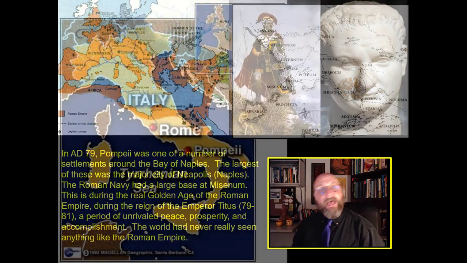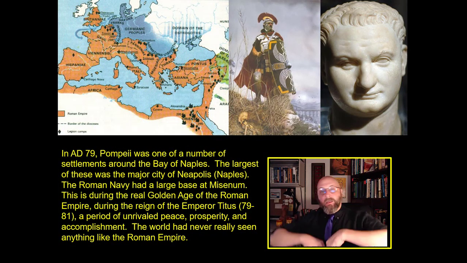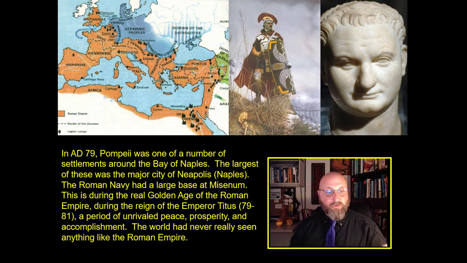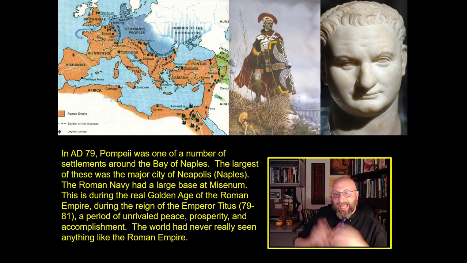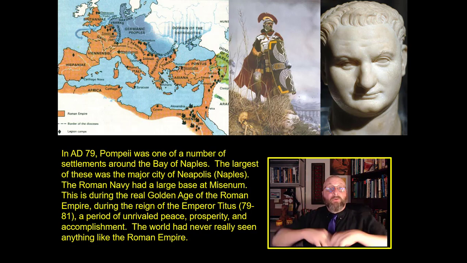Okay, a little background about Pompeii, Roman Empire, 1st century AD. In AD 79, Pompeii was one of a number of settlements around the Bay of Naples. The largest of these was, of course, Neapolis, which is modern-day Naples itself. The Roman Navy had a big military base at Misenum. And this is in the real golden age of the Roman Empire.